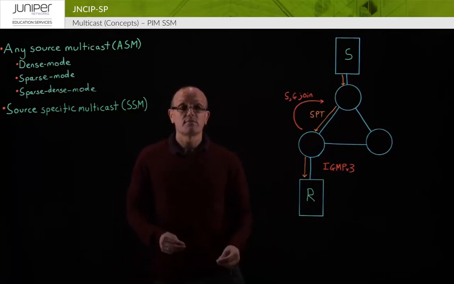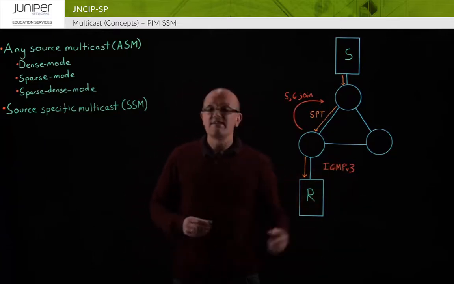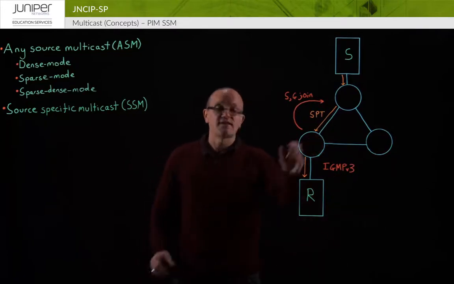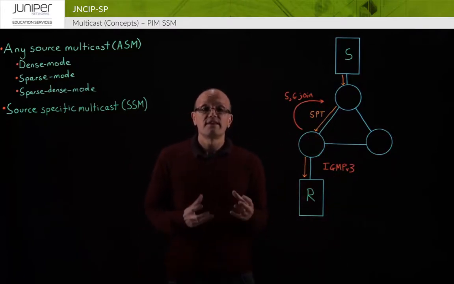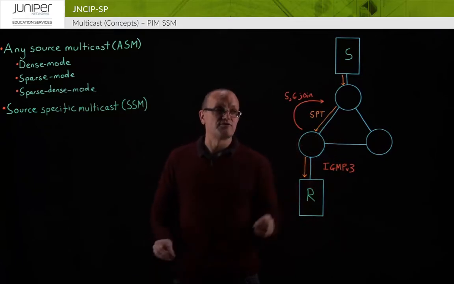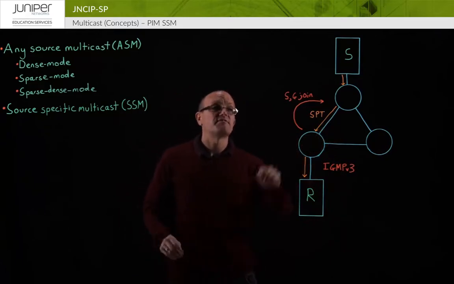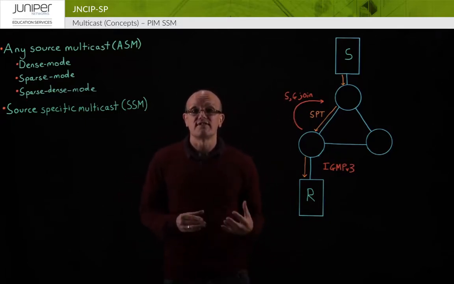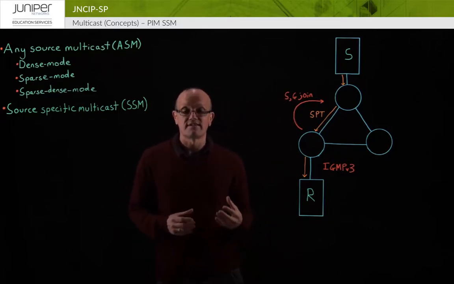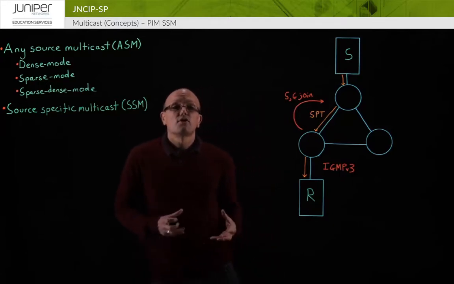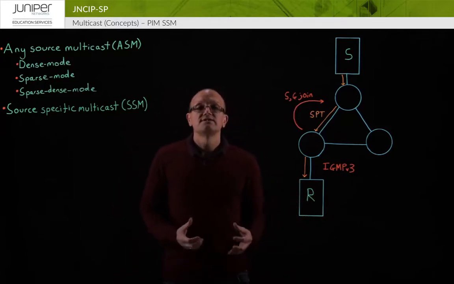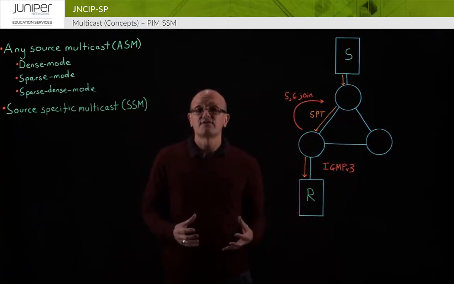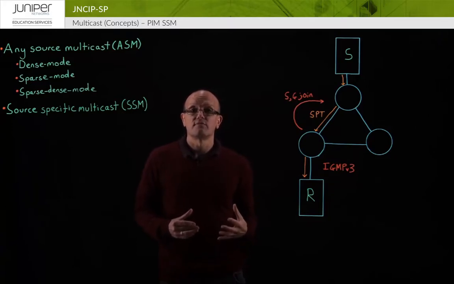So to do this, we require IGMP v3 to be running between the receivers and their connected routers. This way the receiver can signal to the connected router that not only is it interested in a specific group, but it's specifying the source that it's interested in that's going to be sending traffic to that particular group. So we have a receiver signaling to its upstream router that it's interested in a particular source sending traffic to a particular group.